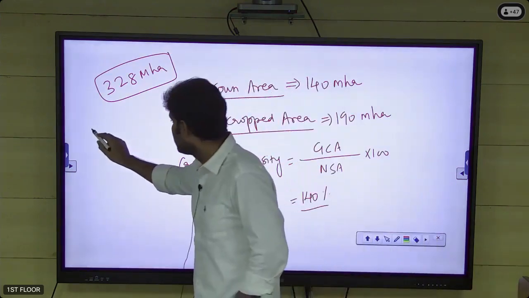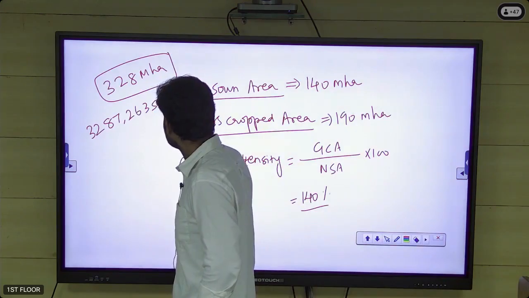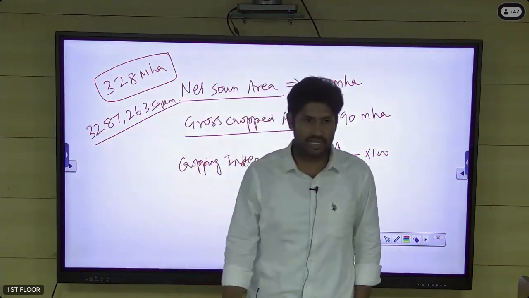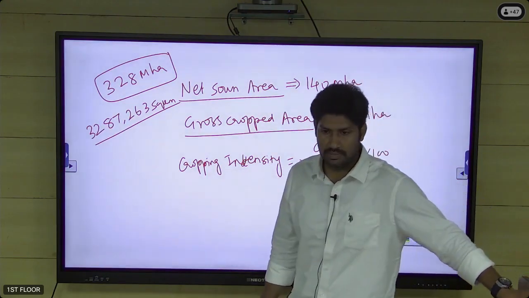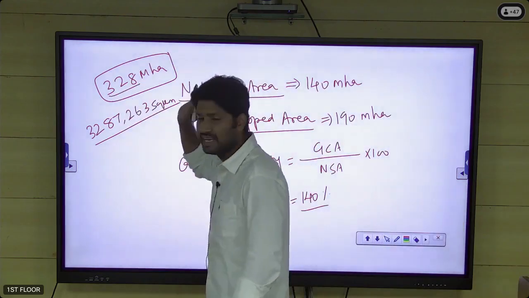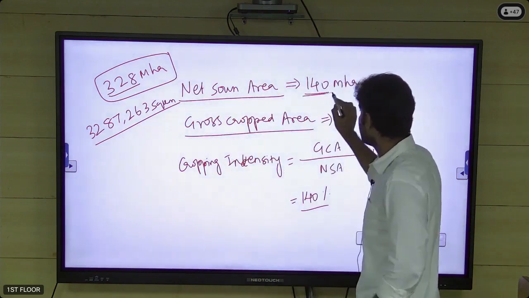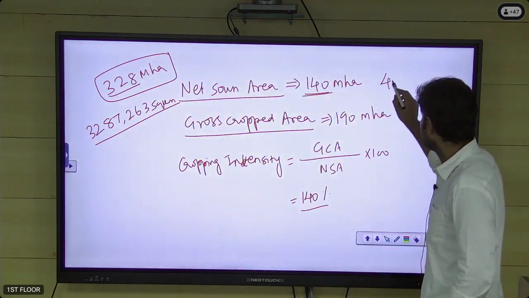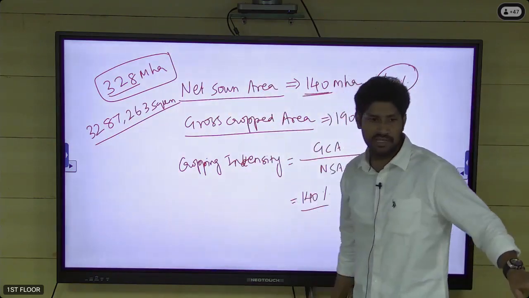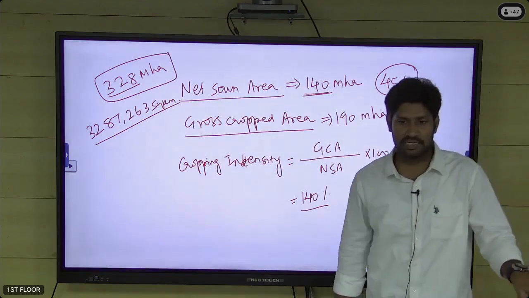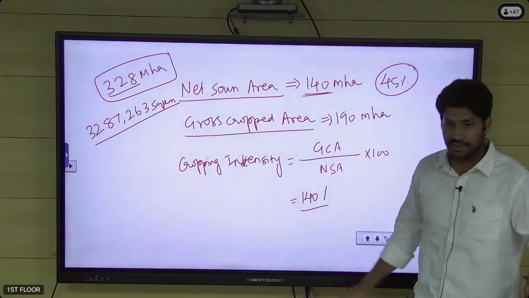That is 32,87,263 square kilometers. This is the total geography of the country, that is 328 million hectares. Out of this 328 million hectares, 140 million hectares, almost 45% of the total geographical area of the country, is under crop cultivation. That is the area available for cultivation. That is called the net sown area.